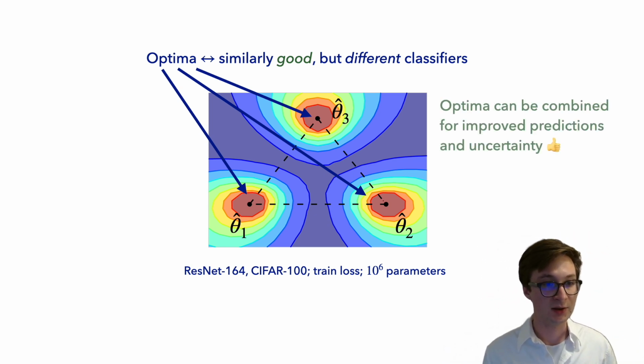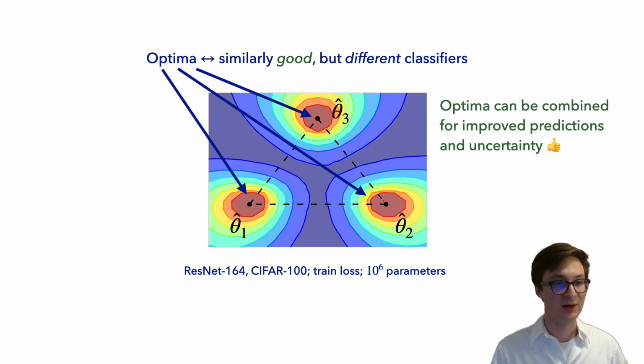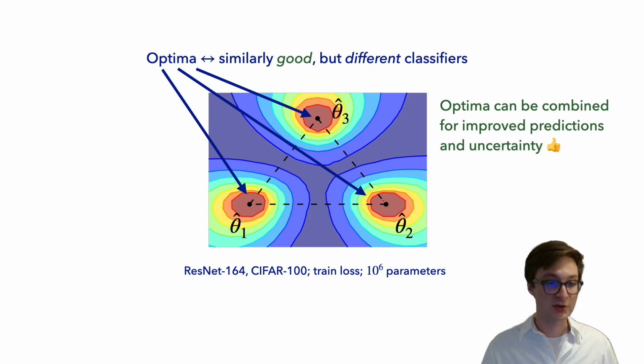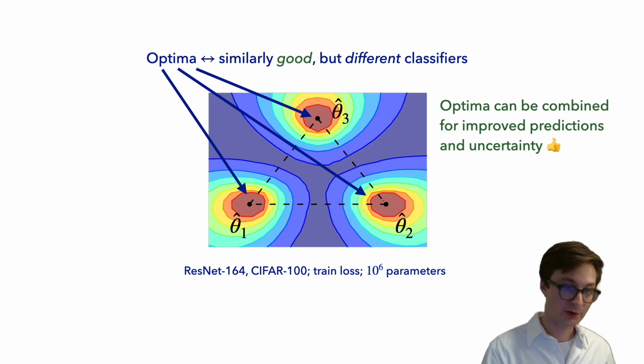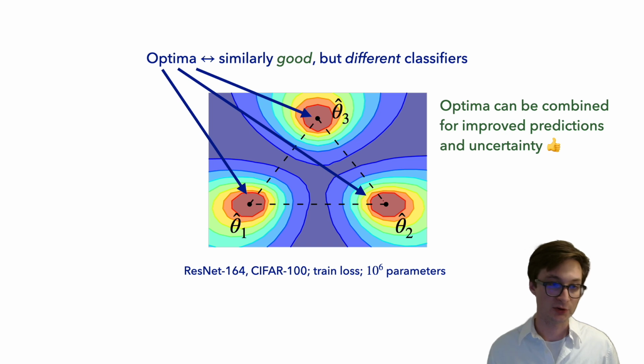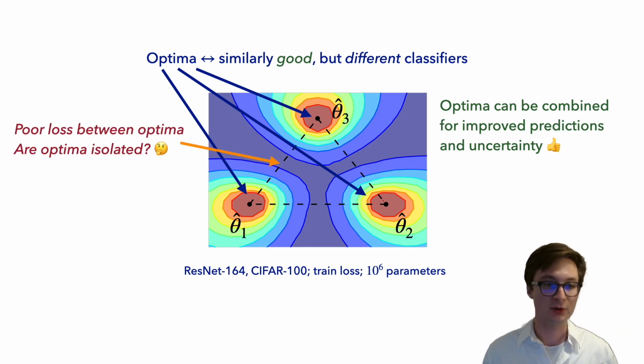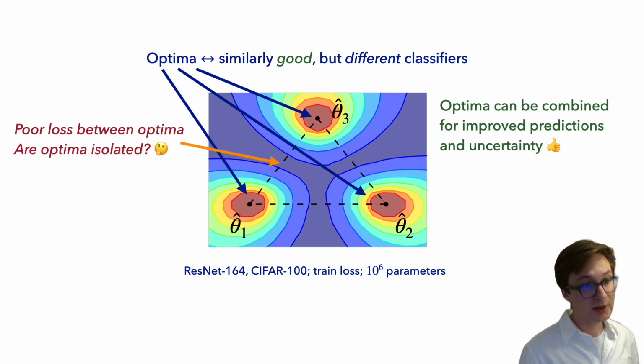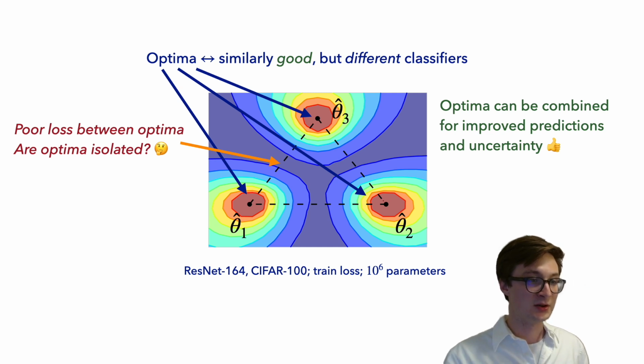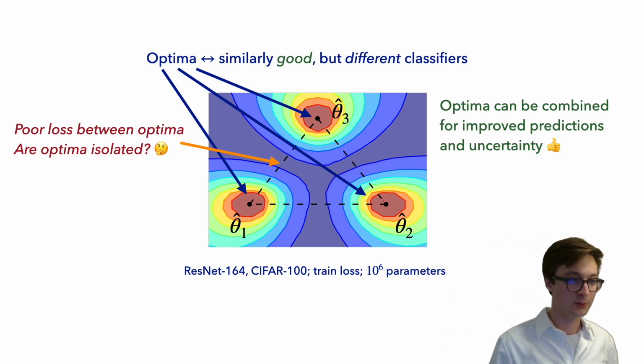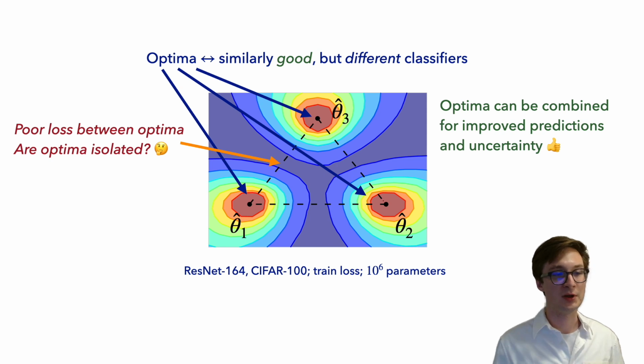And so we can actually improve our performance by combining them. So we can ensemble them together, average the predictions across the 3 optima, and get a better model. And both in terms of accuracy and also especially in terms of uncertainty, because we are covering more possibilities this way. But also, if we look at this picture, the negative result is that just directly linearly interpolating between the optima, we go into a region of really poor loss.